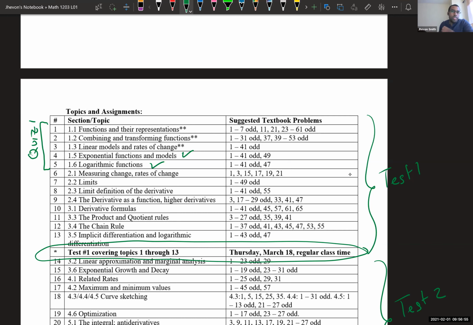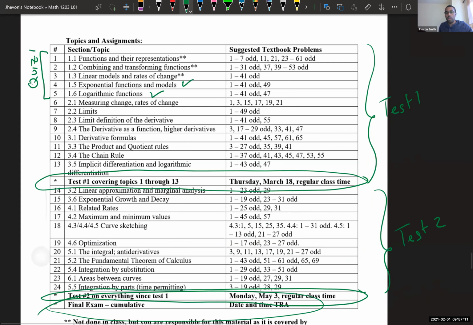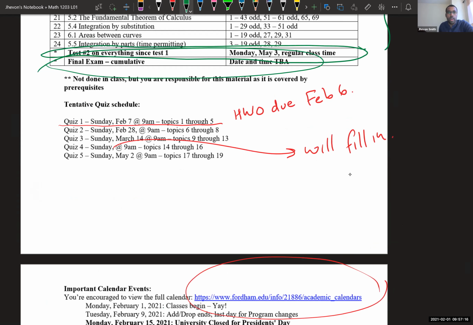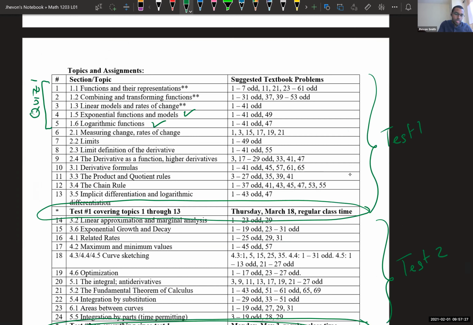So make sure you know about functions, make sure you know about combining and simplifying, make sure you know about equations of lines, slopes, rate of change, make sure you know about laws of exponentials and logarithms. I'll talk about that with you guys on Thursday. And that should put you in good shape for quiz 1. In general, for all the quizzes, I tell you what topics you're responsible for. So quiz 1 is topics 1 through 5. Quiz 2 is topics 6 through 8. Quiz 3 is topics 9 through 13. Quiz 4 is, you get the idea. And the topic number is the number in this list.